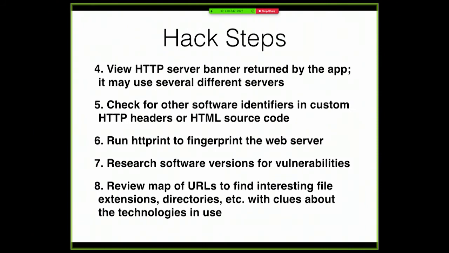Look at the banner coming back. Many apps are actually many servers connected together, so you'll want to sort of map it and see how many different servers you're talking to, because one of them may be more interesting or more vulnerable than another. Look for other identifiers. There's fingerprint tools like this. And once you get version numbers, then Google them and see if that's really the latest version or if there's a known vulnerability. And then look at your map just to see what you might find. Find out what technologies are used and what the flow of steps are to guess what abuse might be possible.